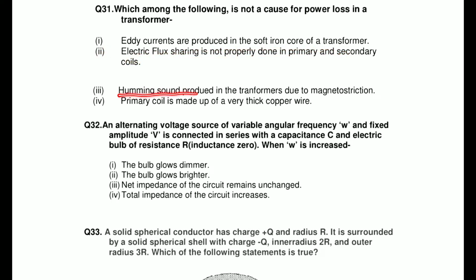Okay. Humming sound produced in the transformer due to magnetostriction. Now that is also true, because of the humming sound there is energy loss. Sound means it's actually some kind of energy loss, right? So this option is also wrong.